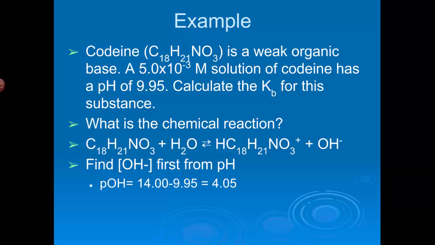I can say, well, pOH plus pH is 14, so pOH is 14 minus the pH, which is 4.05, and then take the anti-log of that. That gives me my hydroxide concentration, 8.9 times 10 to the minus fifth.